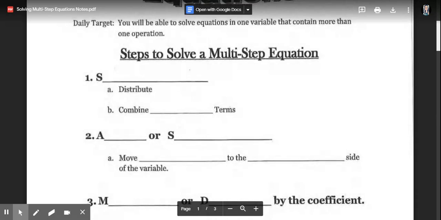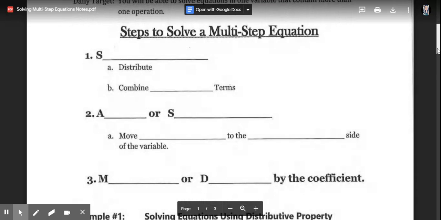Before we start solving, we're going to go through the steps to solving a multi-step equation. And to help us remember the steps, we're going to use the acronym SAM. So each step will start with S-A-M. Step 1, the S. S stands for simplify. There's two pieces to simplifying, and you were taught both of these pieces earlier this school year. Part A, we need to distribute, if you see parentheses, and part B, we need to combine like terms.